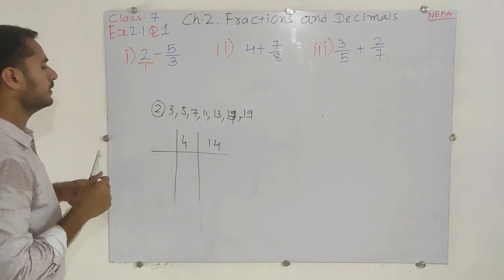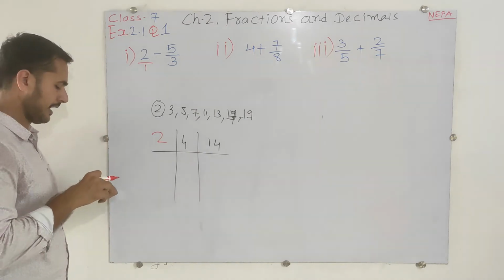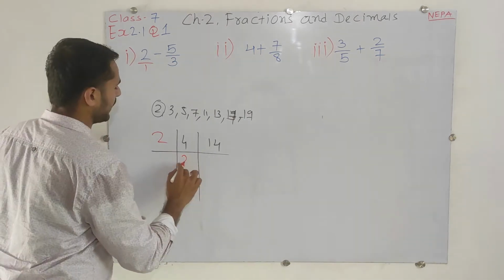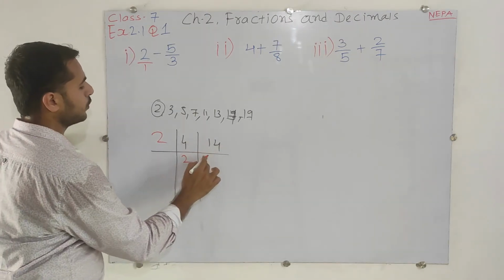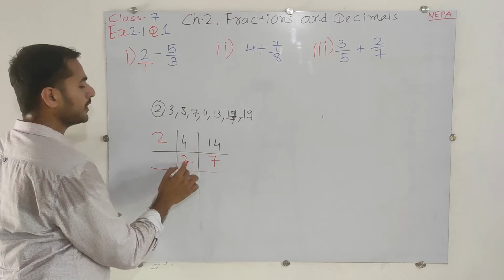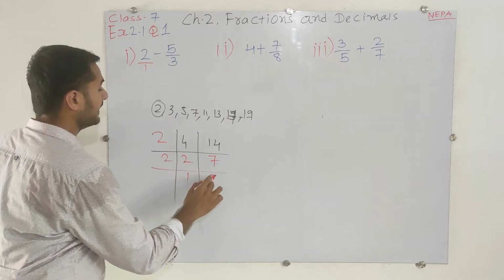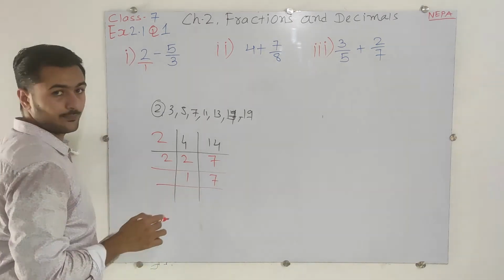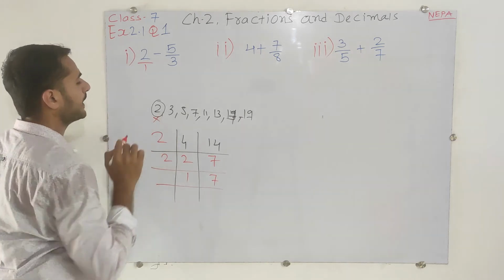Okay, so let's do that. 2 divided by 4, is it possible? Yes. How? 2 2s are 4, so write here 2 2s are 4. Then 2 7s are 14. Can we divide 2 or 7 by 2? Yes, we can. So divide by 2, 2 1s are 2, 7 as it is. Now in the next step, can we divide with 2? No. So now we cannot use 2.